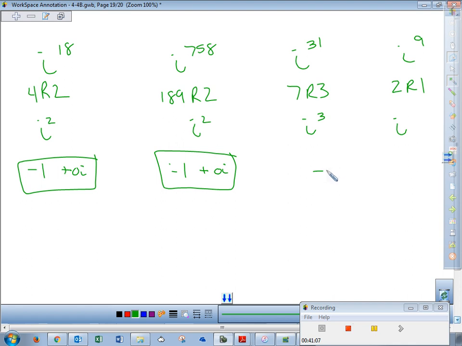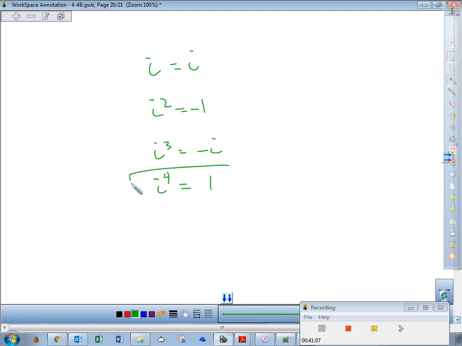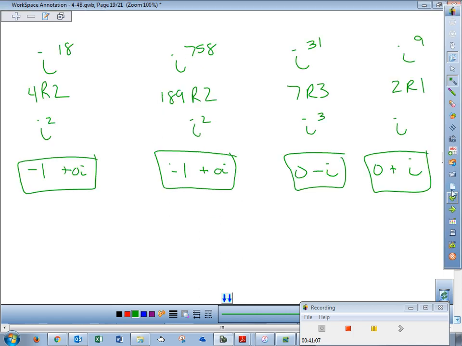Negative i, add the real part, and i is i, add the real part. Cool. Four basic things to memorize: i equals i, i squared is -1, i cubed is negative i, and i to the 4th, he's our best friend. We used i to the 4th more than you even understand.